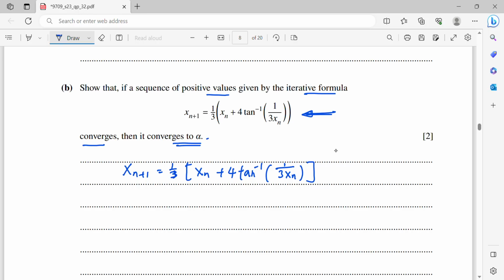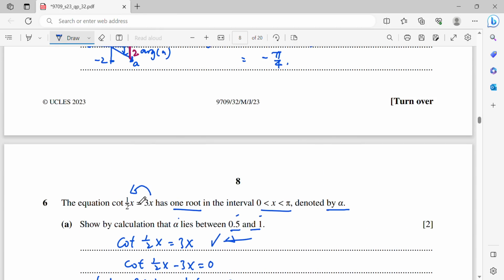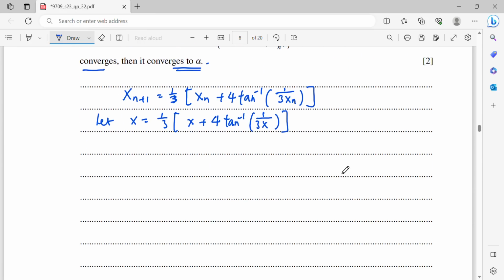So now I will ignore all the subscripts. I let x equals 1 over 3 times x plus 4 inverse tangent 1 over 3x. Now, when you refer back to the question here, you need to get cotangent half x equals 3x. Remember we need the two terms, so firstly, I have to times the whole equation by 3. I will get left hand side 3x, right hand side will be just x plus 4 inverse tangent 1 over 3x.